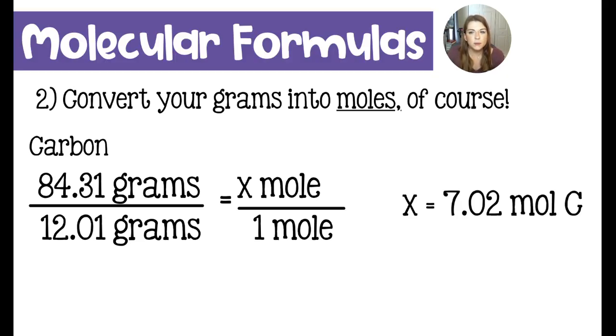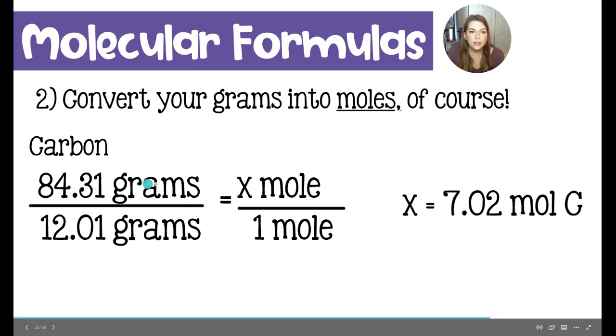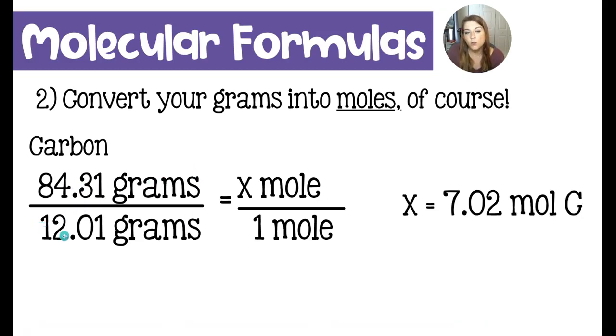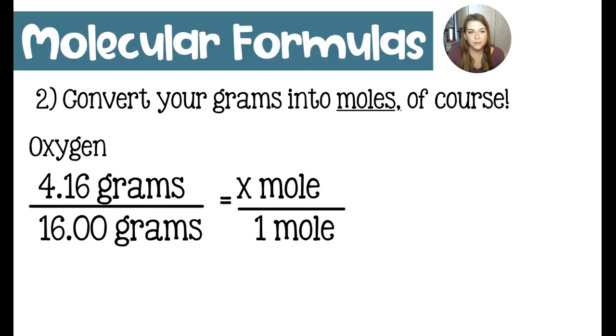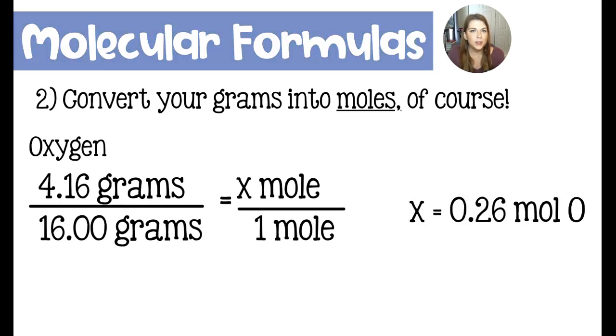So using the same setup as before, in this case, the 84.31 is derived from the question, and the 12.01 is the molar mass of carbon that we've pulled from the periodic table. If you did a QMT, it would just be 1 carbon, so no need for that. You just pull it from the periodic table. And for carbon, you would get 7.02 moles, 11.44 moles for hydrogen, and 0.26 moles for oxygen.